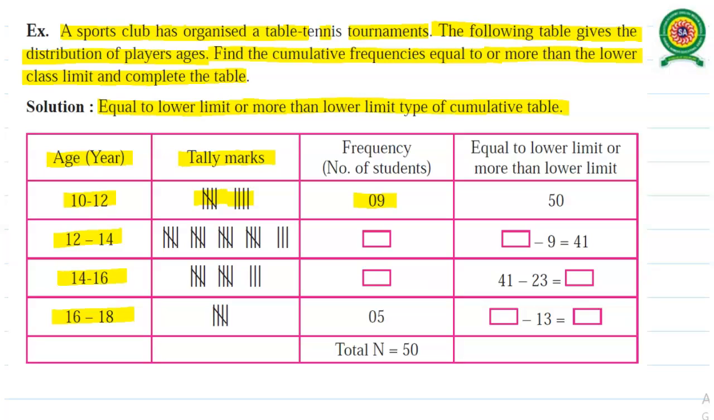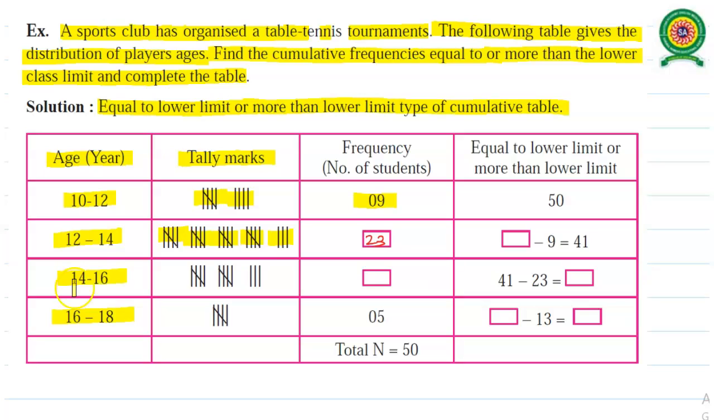Now we have the next age group, 12 to 14. The tally marks given are 5 plus 5 plus 5 plus 5 plus 3. So 20 plus 3 is 23. So there are 23 players whose age is 12 years till 13 years.